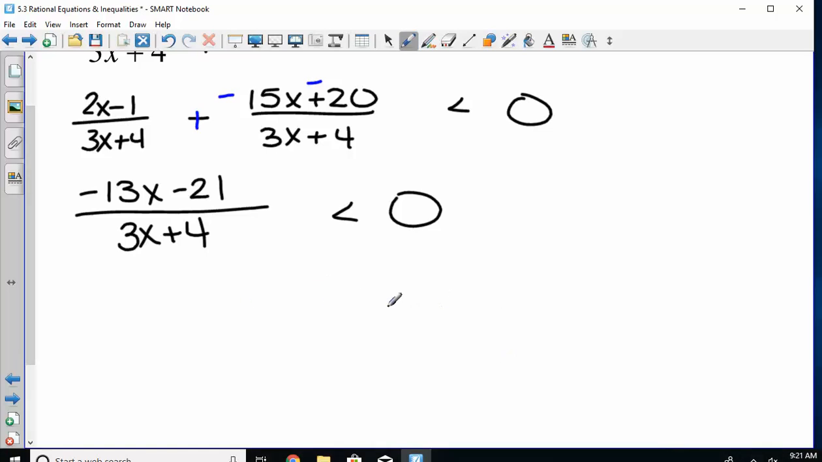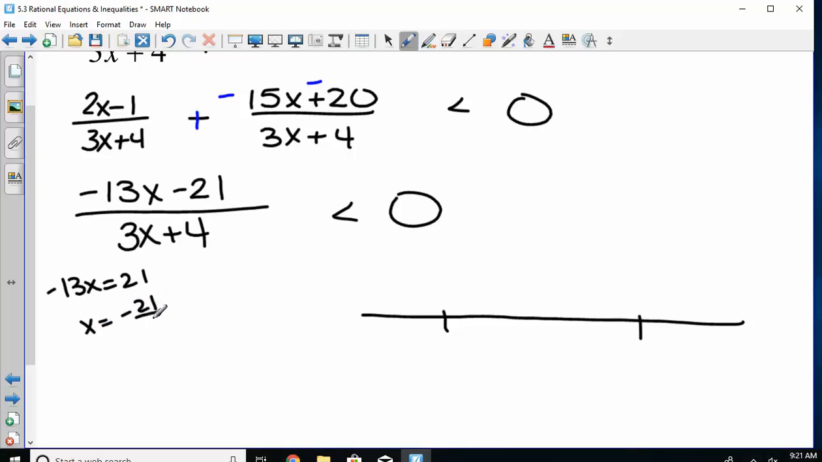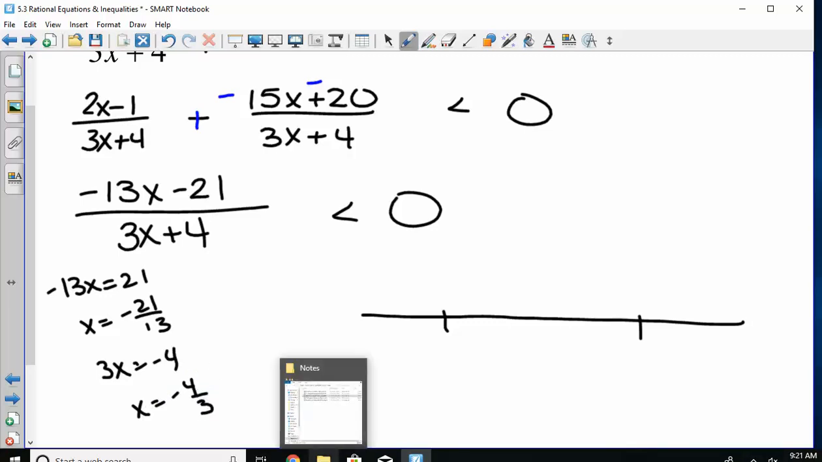Okay, if we set top and bottom equal to 0: the top, if you add over your 21, it's not pretty. And this, you get a negative 4/3. To decide which one's smaller, you could use your calculator and get a decimal to help you. Negative 21 over 13 is about a negative 1.6. Negative 4/3 is about a negative 1.3, so this has to go first.